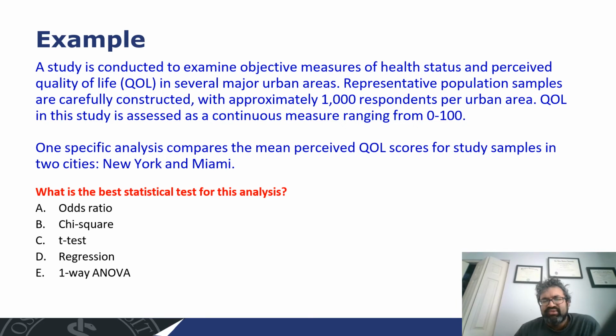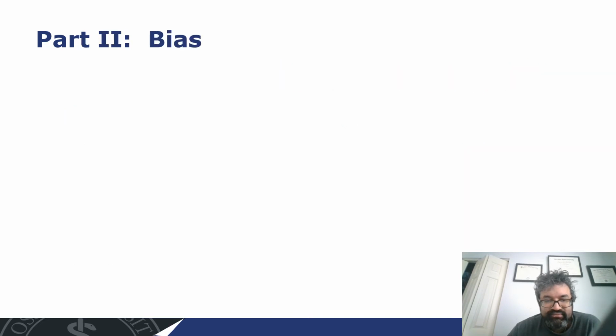Do you think it's odds ratio? Chi-square, t-test, regression? If you answered t-test, then you were correct. And the reason being is that there were 2 groups and then one continuous variable as the outcome variable.